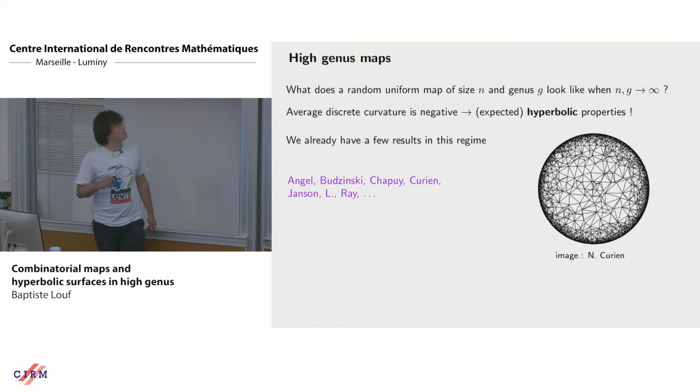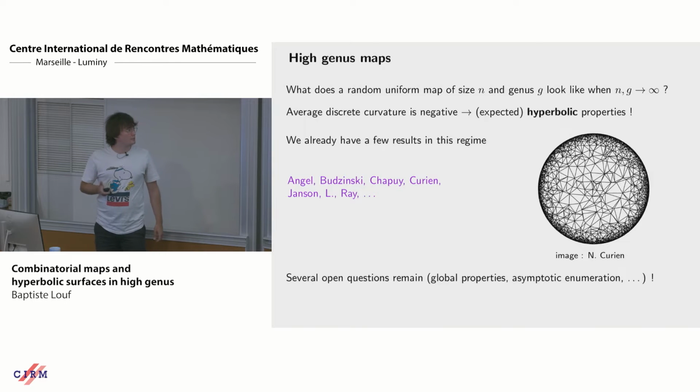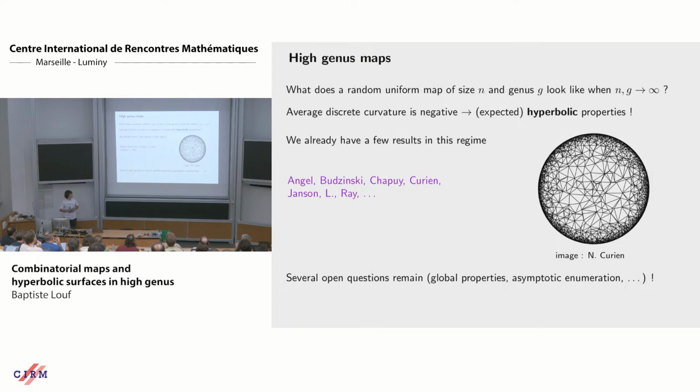And so here's a list of people who have worked on hyperbolic maps in high genus. Most of them are in this room. There's Omer, Thomas, Guillaume, Nicolas, and I guess just Svante Janson and Gora Brahe are not here today. And here's a nice picture that was made by Nicolas of the local limit of high genus triangulations. Again, Guillaume told you all about this. All right, there are still several open questions that remain.